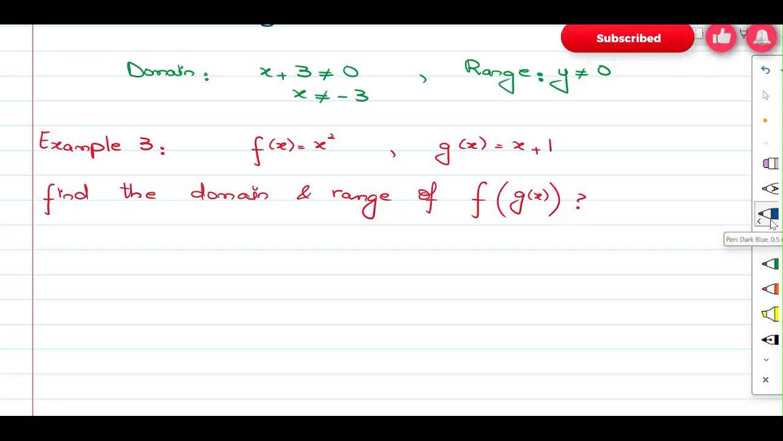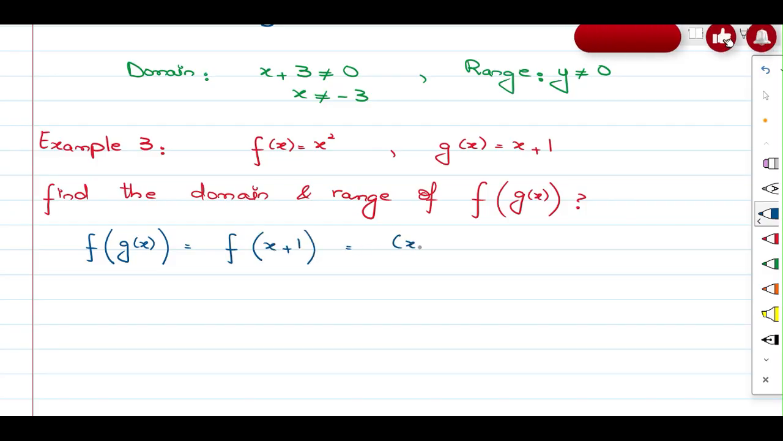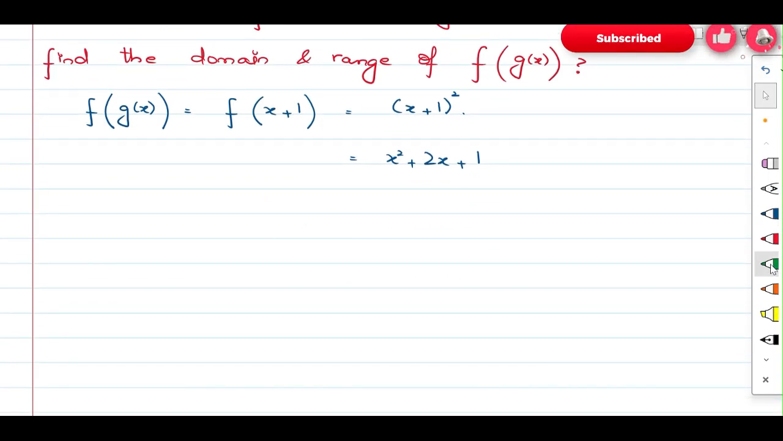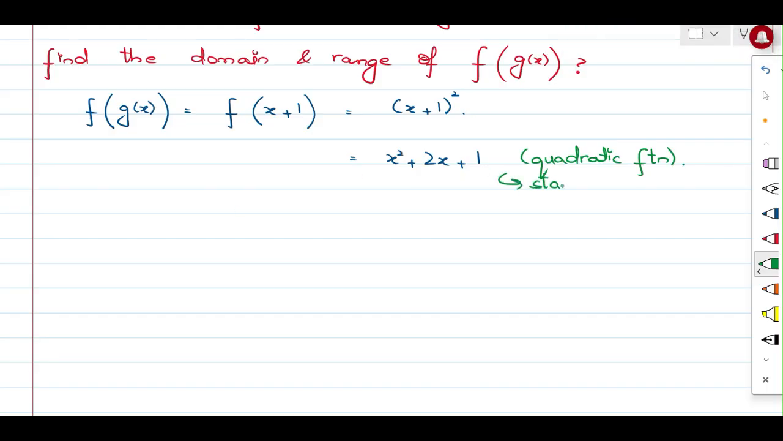So the first step is to figure out f composition g. f(g(x)) is f of g(x), where g(x) is x + 1, and f(x) is x², so it becomes (x + 1)². You can open this out: x² + 2x + 1, using (a + b)² = a² + 2ab + b². Now you can see this looks like a quadratic function, and we have done the domain and range of the quadratic function, and this is the standard form of the quadratic function.